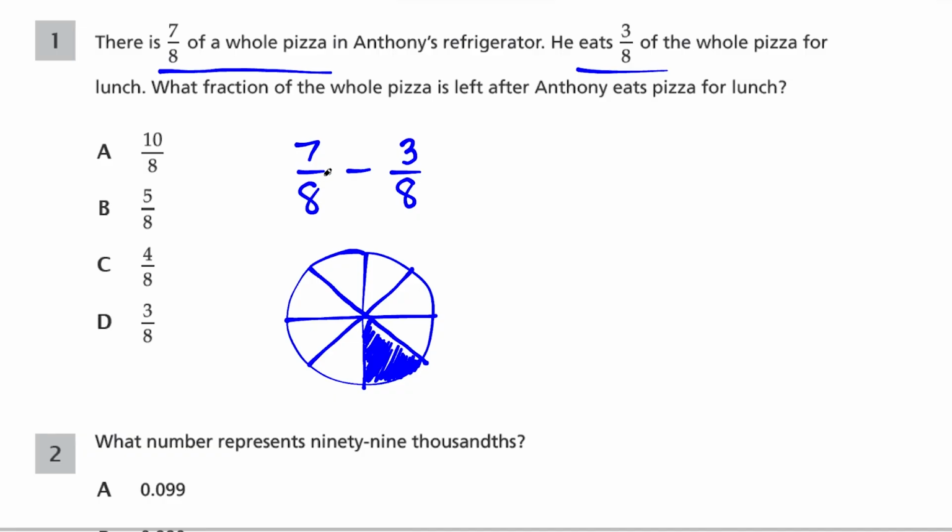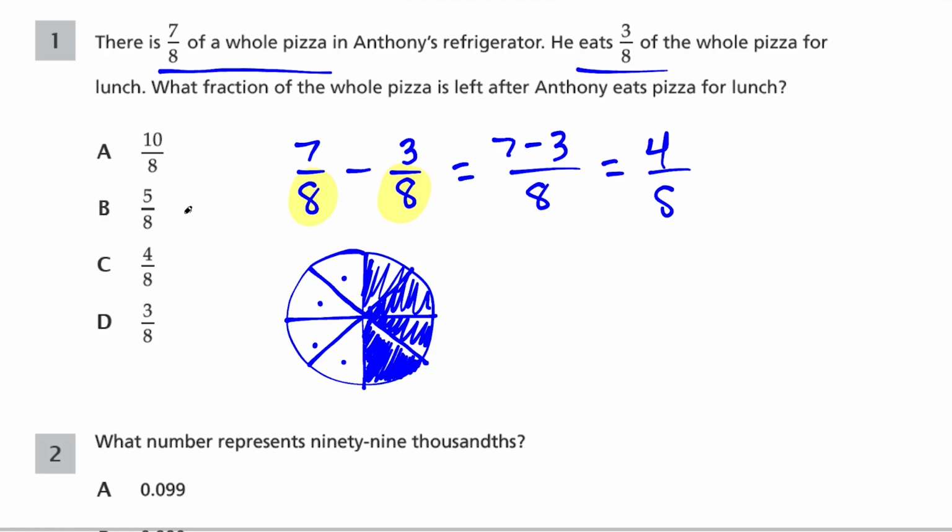So 7/8 minus 3/8. If Anthony eats 3 slices, and remember, one was already missing, then there's going to be 4/8 left. We have 1, 2, 3, 4. Or if we just do the subtraction here, we would have 7 minus 3 over 8, and we can combine these into a single fraction because these fractions have common denominators. And if we do 7 minus 3, that's going to give us 4/8. So there is 4/8 of the pizza left after Anthony eats pizza for lunch.